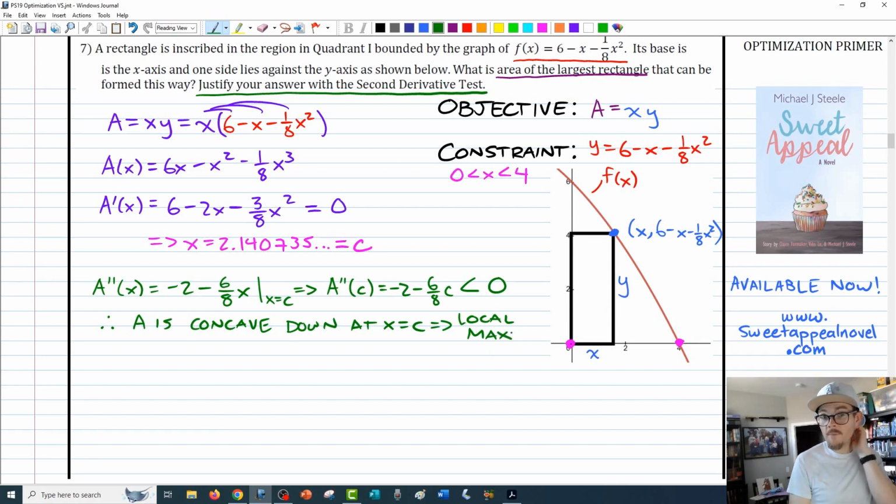And of course, if you're wondering why I'm saying local as opposed to global, this is actually the global maximum as well. It's just 0 and 4 don't necessarily make sense as values because they would imply that our rectangle has no width or no height. So I'm just going to call it a local maximum in this case just to be safe. Technically that is a local maximum. We're on an open interval basically.